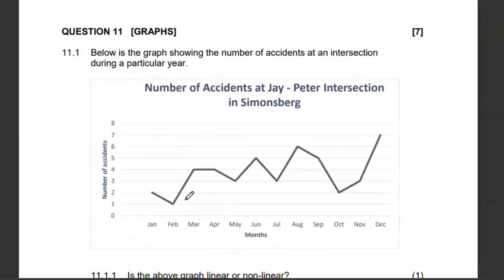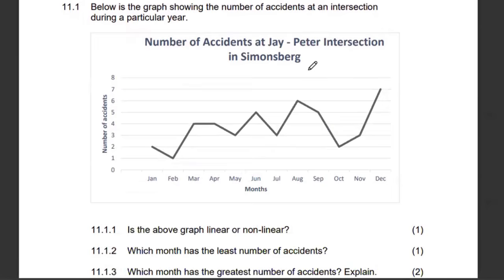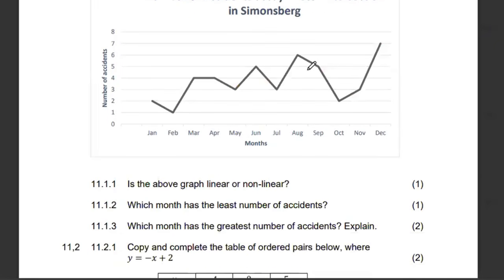Okay, then the graphs, the last question. They're telling us below is a graph showing the number of accidents at an intersection during a particular year. Then 11.1.1. Is this graph linear or non-linear? What do you think? Since the graph is not a straight line, it's just a broken line, we shall call it non-linear. Which month has the least number of accidents? Least means the lowest number of accidents. The lowest numbers can be seen here. So they want the month, which is Feb.